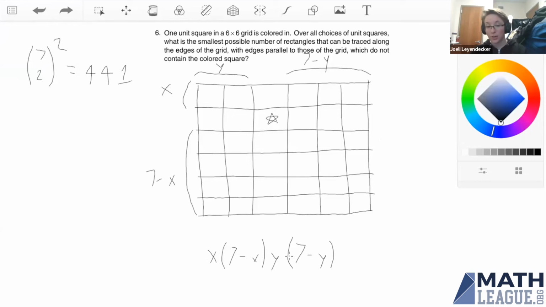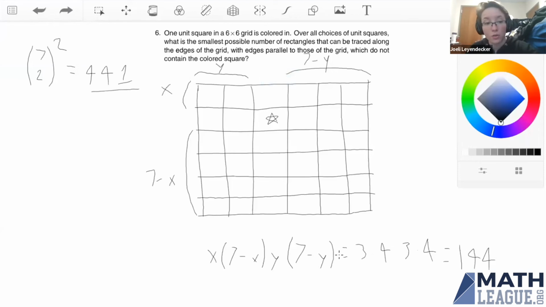And this expression is maximized when out of X and 7 minus X, one of these quantities is 3 and the other is 4. And then out of Y and 7 minus Y, one of these quantities is 3 and the other is 4, which gives us a total product of 3 times 4 times 3 times 4, which comes out to 12 times 12 or 144. So we see that the greatest possible number of rectangles that can be traced along the edges of the grid which contain the colored in square is 144.